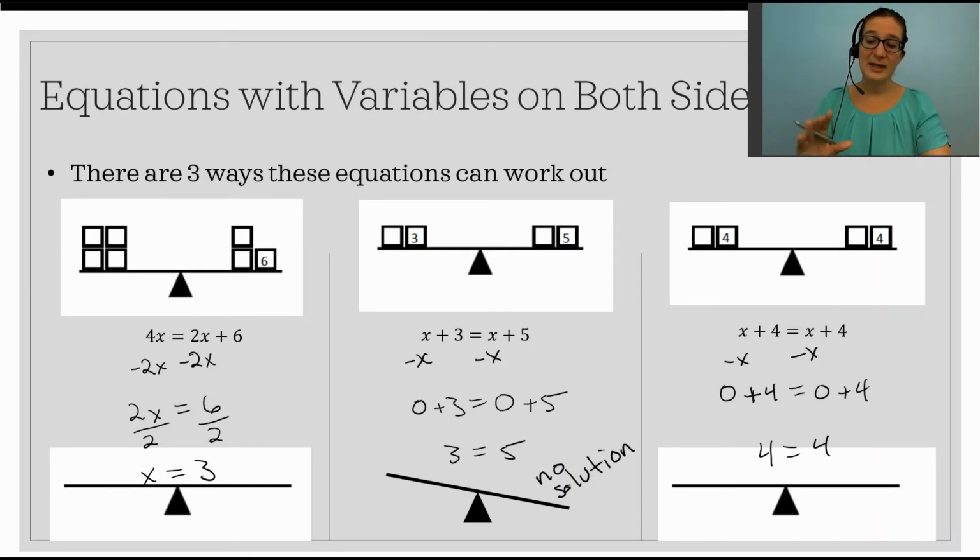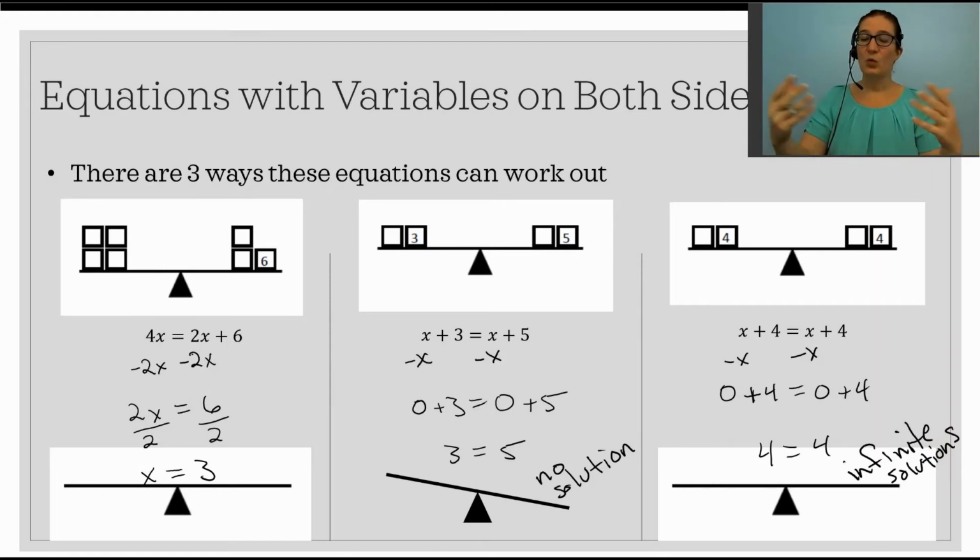And what this means is that this is a problem that it doesn't matter what value we put in for x, it's going to be the same no matter what. And so we say that this one has infinite solutions. That's our second type of special solution, where the equation will always be balanced and has infinite solutions.